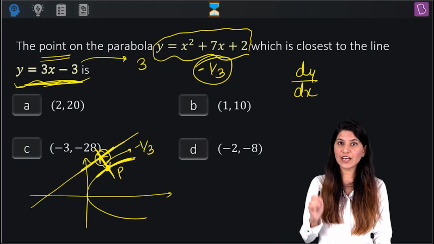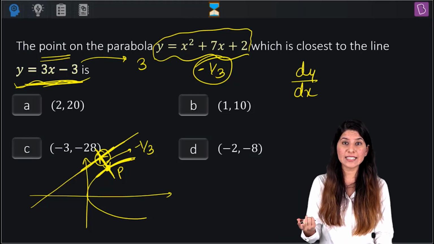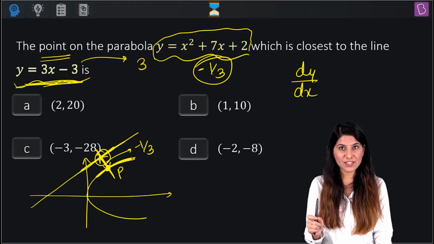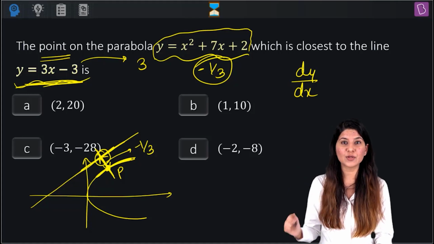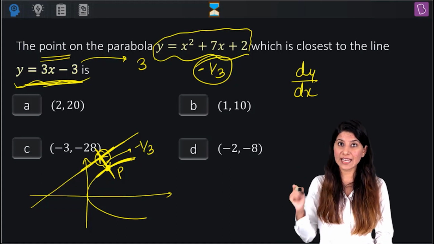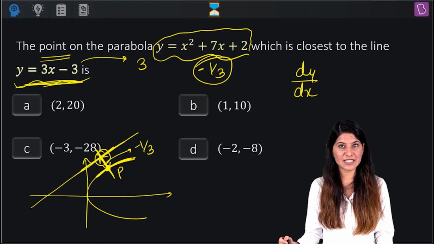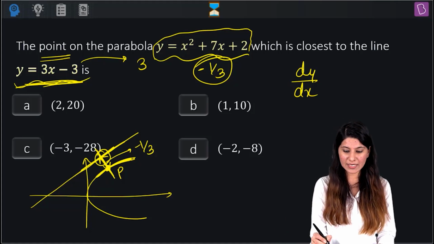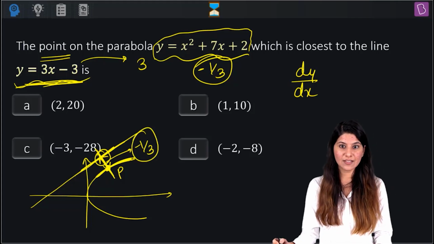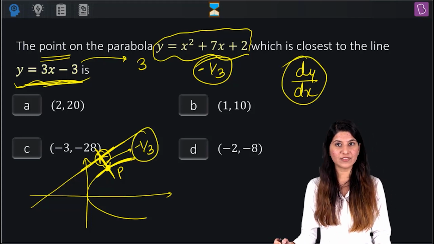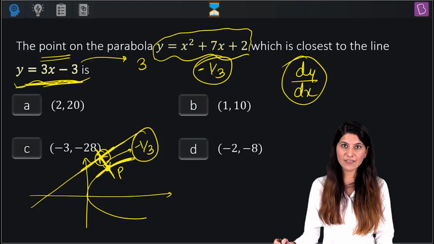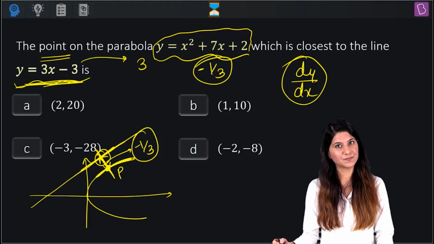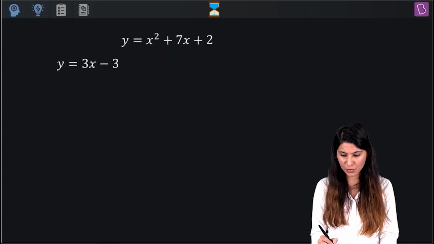By differentiating this curve with respect to x and calculating the value of dy by dx. Right? Once I know the value of dy by dx, geometrically it represents the slope of tangent. And if I know the slope of tangent, the negative reciprocal of that slope will represent the slope of the normal. Right? I just need to equate this minus 1 by 3 with the negative reciprocal of dy by dx and get the value of that particular point or coordinate on the parabola.